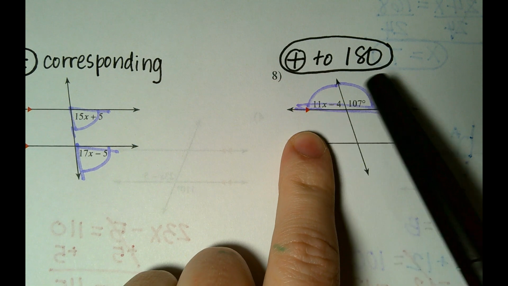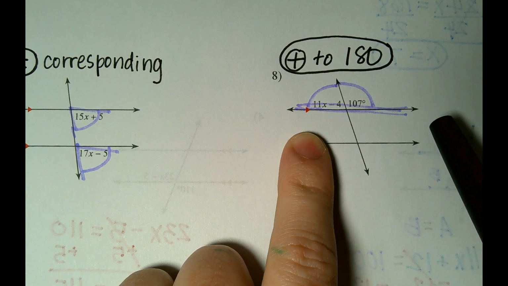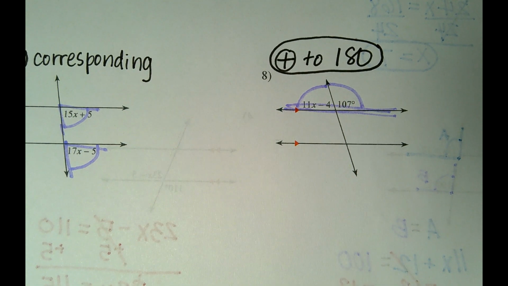So see, these are different sizes. This is kind of a smaller angle. This is a bigger angle. They're not the same size, so they can't be equal.